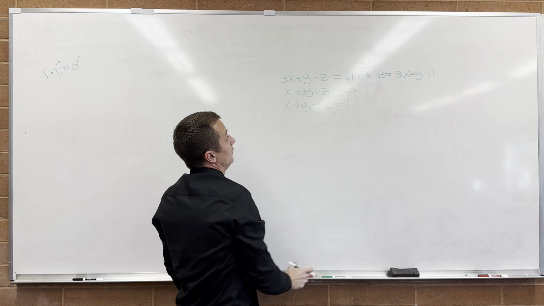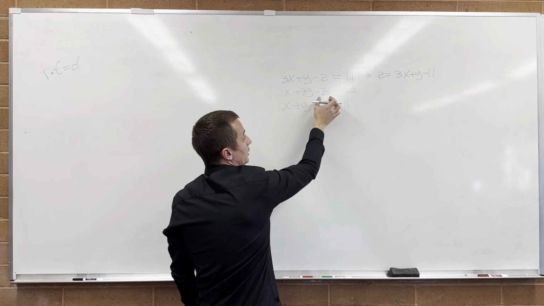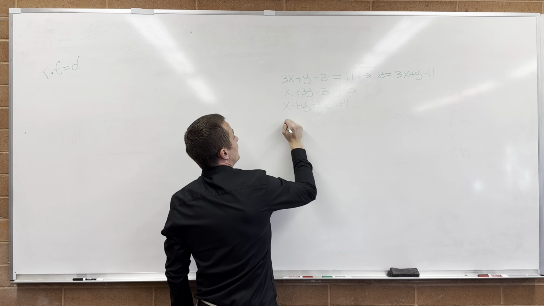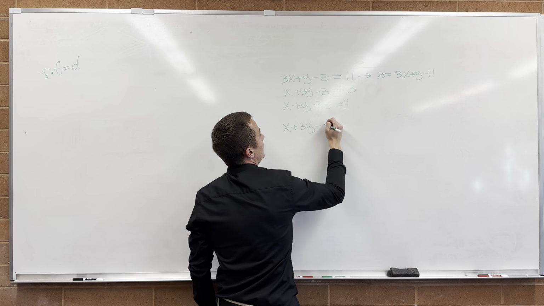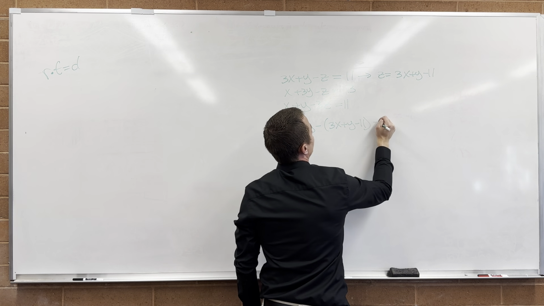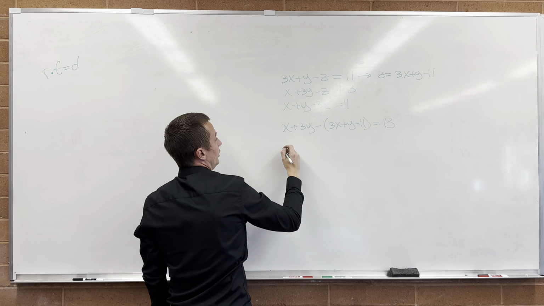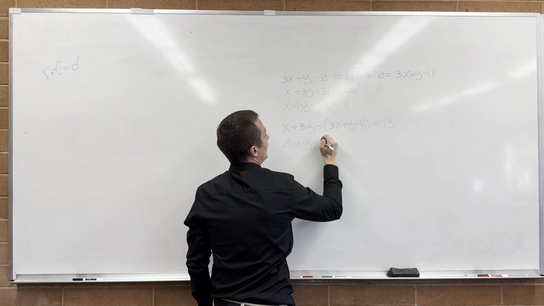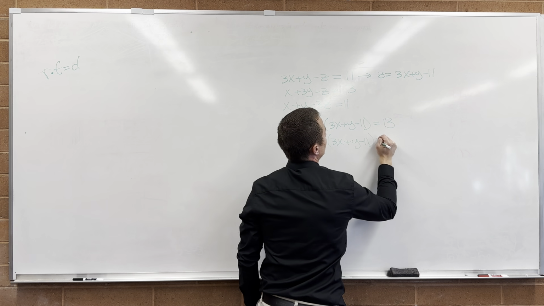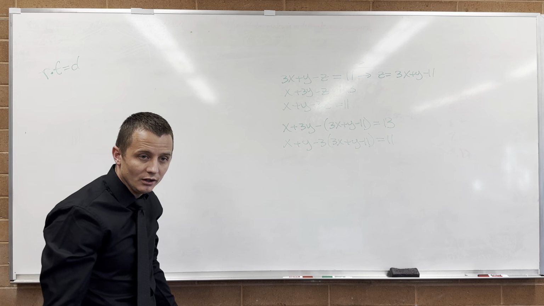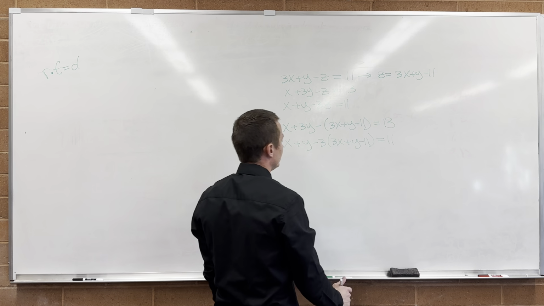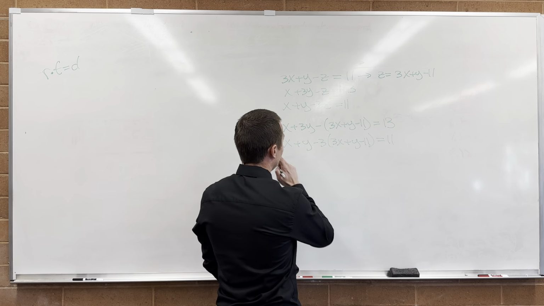Okay, so now I'm going to substitute that z into both these equations, rewriting both these equations. So rewriting this one, I get x plus 3y minus z is equal to 13. And from this one, I get x plus y minus 3z is equal to 11. Simplify, and then I'll have two equations, two unknowns. We'll solve for one variable, plug into the other. So from here, what do we get looking at this one?